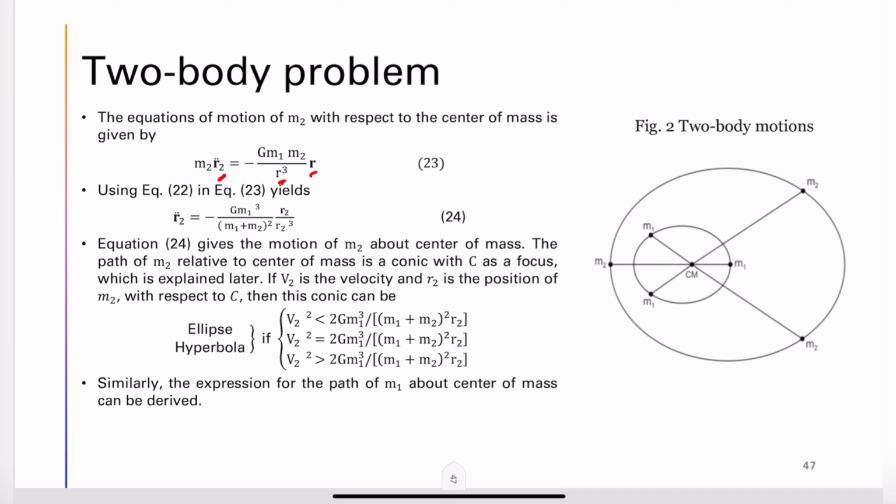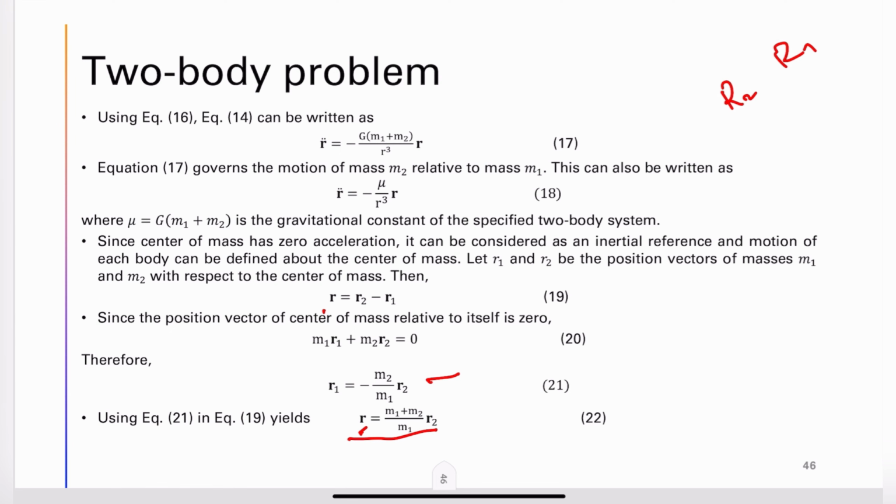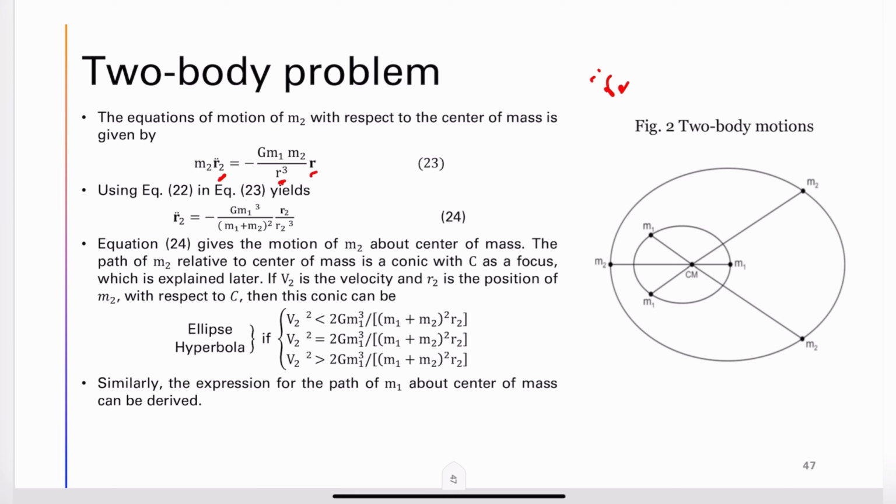When I want to find the acceleration of the second object with respect to the barycenter, in order to get that, I am substituting the value of r I have found here in terms of r2, so that I can get the expression only in terms of r2. So when I do that, I'm getting only the acceleration of mass m2, in terms of the distance r2 alone.